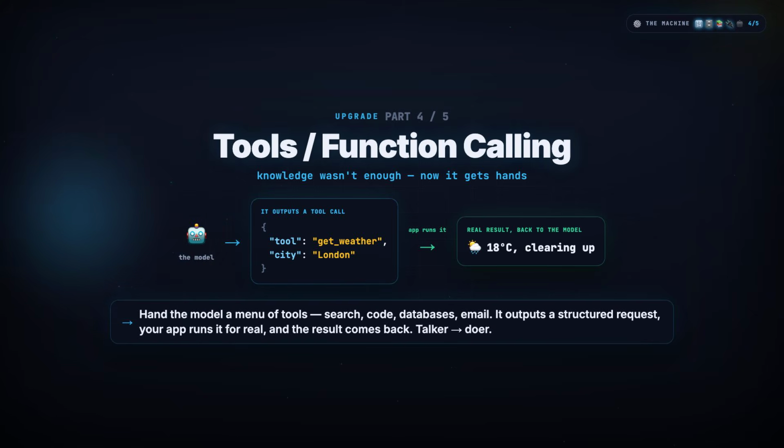When the model needs one, it doesn't pretend. It outputs a structured request. Basically, please run the weather tool for London. Your app actually runs that, gets the real result, and hands it back.